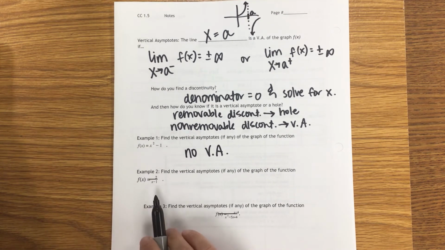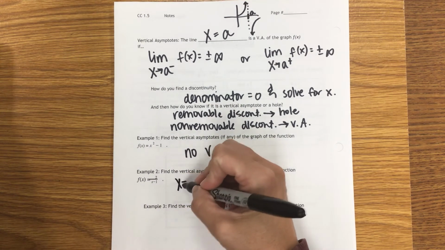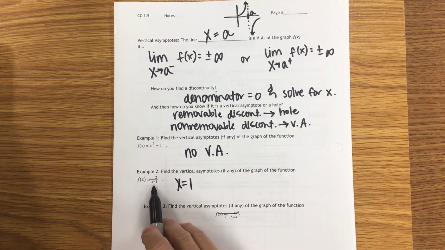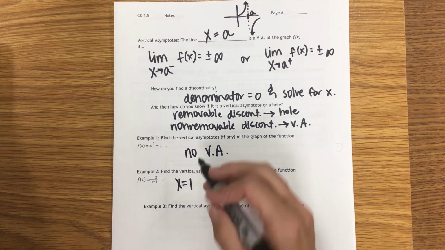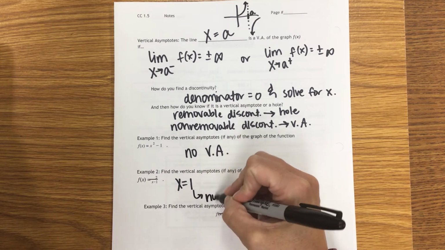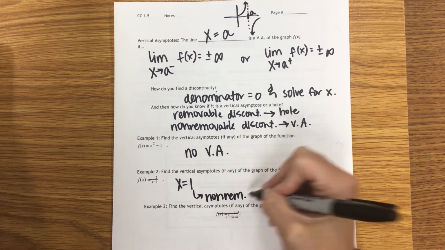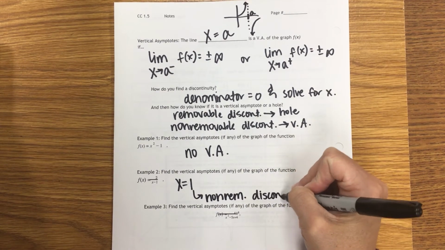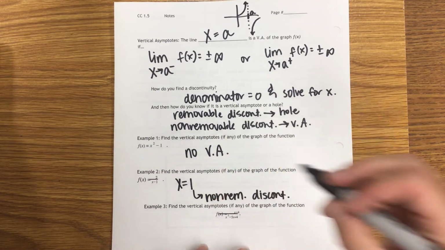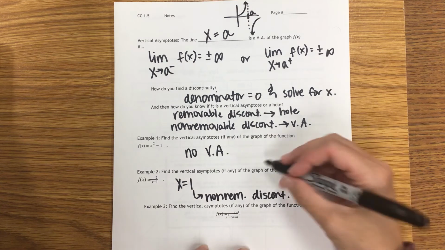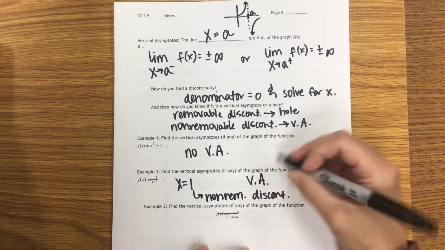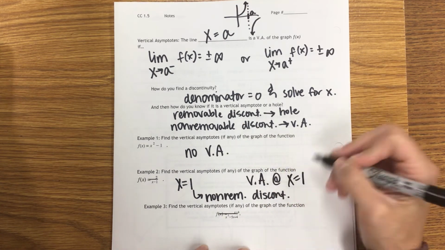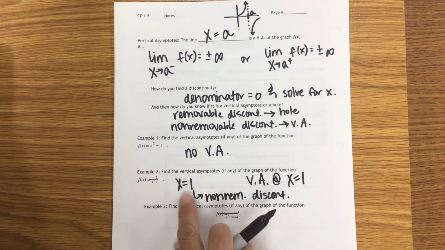Next, the discontinuities here are at x equals 1. And then as we simplify, we can't simplify it. So that means this is a non-removable discontinuity, which means there is a VA, or vertical asymptote, at x equals 1 because it was a non-removable discontinuity there.